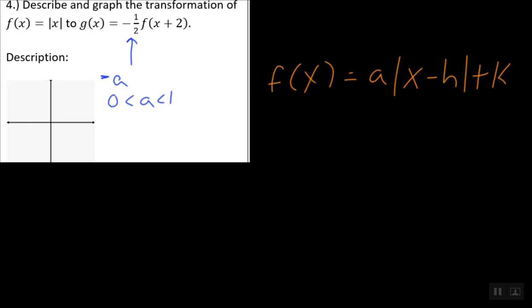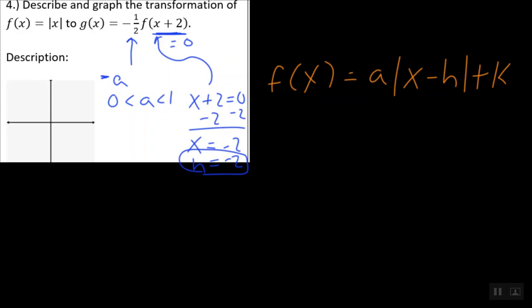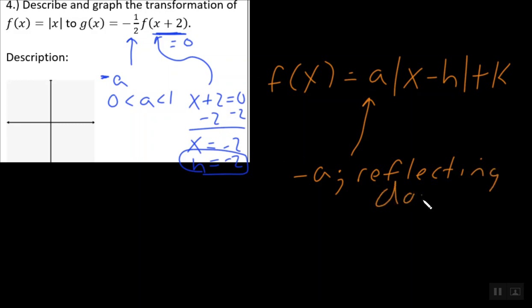All right. And we see here inside the parentheses, that positive 2. So what we want is the value of x that makes our grouping equal to 0. So we can do this by saying x plus 2 is equal to 0. And how do you get rid of a plus 2? Minus 2, minus 2. And we can see that x is equal to negative 2, or our h value is equal to negative 2. All right, so let's go ahead and talk about our rules. We know that whenever we have a negative a value, we are reflecting down, or we could say reflecting across the x-axis. We know that when our a value is between 0 and 1, or less than 1, we have a vertical compression.